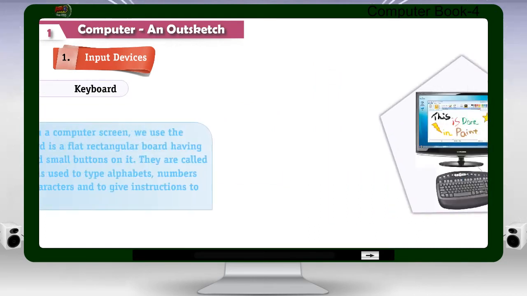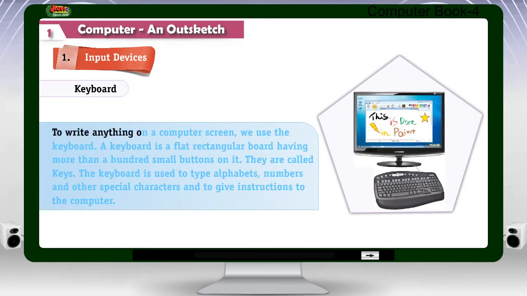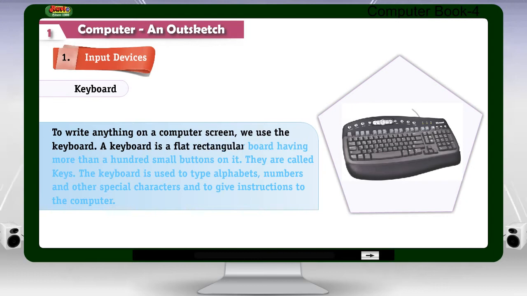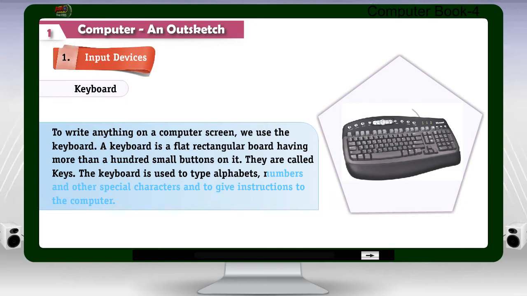Keyboard. To write anything on a computer screen, we use the keyboard. A keyboard is a flat rectangular board having more than 100 small buttons on it. They are called keys. The keyboard is used to type alphabets, numbers, and other special characters and to give instructions to the computer.